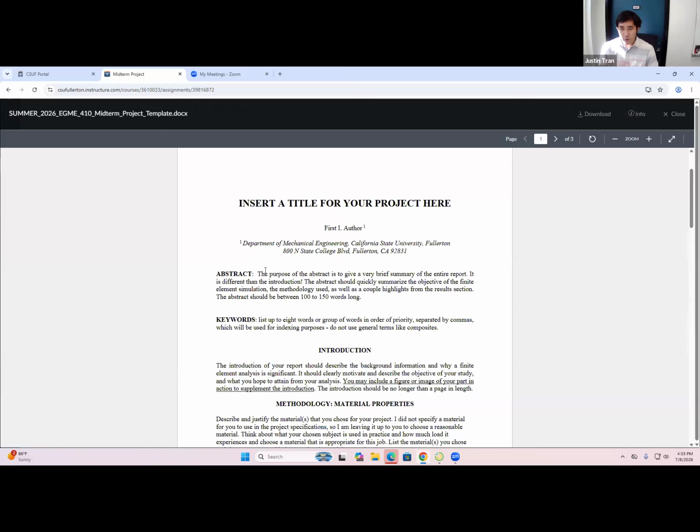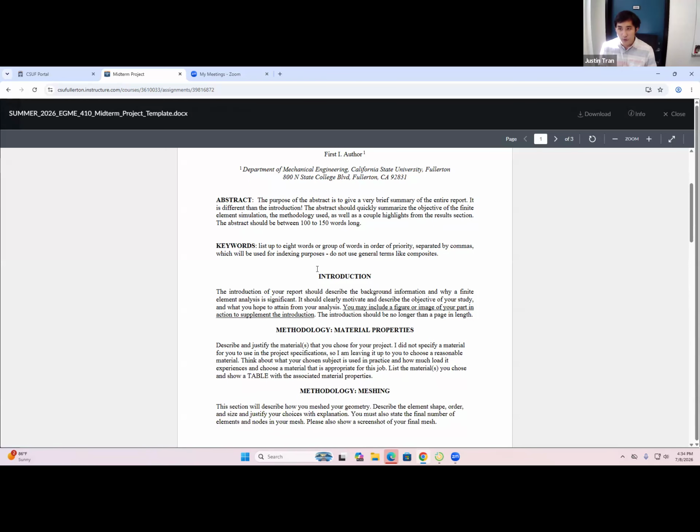Okay. So first is an abstract. Maybe in your lab classes you've written abstracts before, but an abstract is a very, very brief summary of the entire report. It's different than the introduction. I think some people confuse the introduction and abstract. The abstract is if you were to look at your project just from a glance, right? If you were to provide a 100 to 150 word summary of everything, so that includes your introduction, your methods, and your results, this is what you would do for the abstract. Okay. And that's different from the introduction.